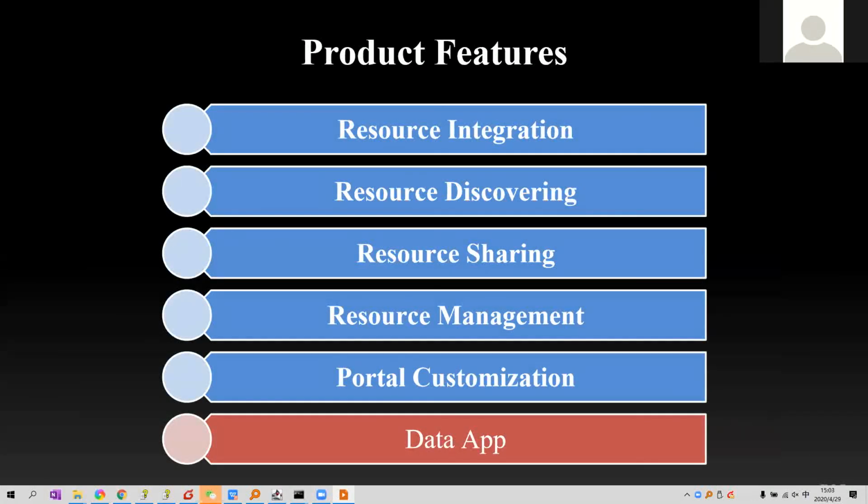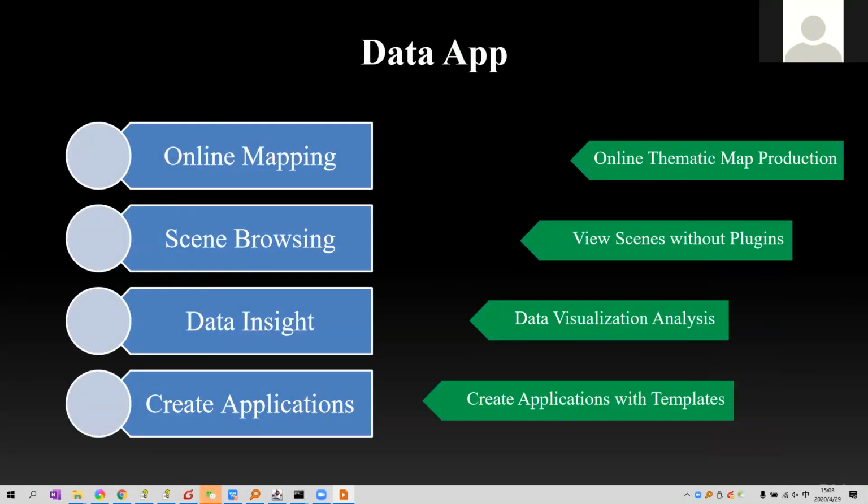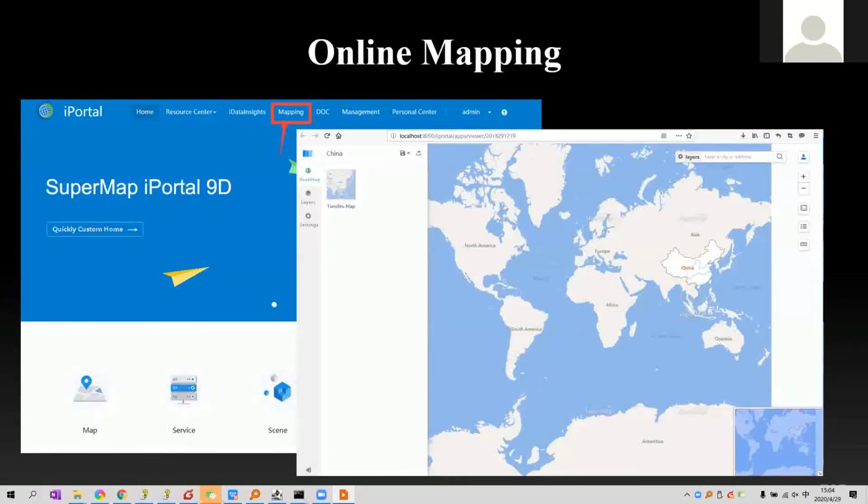And the last feature of iPortal is the data apps. There are some web applications already built in iPortal, such as online mapping, scene browsing, data insights, and so on. For example, with online mapping, we can do the mapping based on iPortal directly. If I have some special data and I want to show it, and I want to configure the style of every layer, or I want to create some thematic map, then we can upload the data to iPortal and do the mapping on iPortal directly.